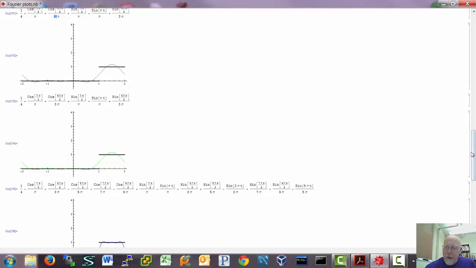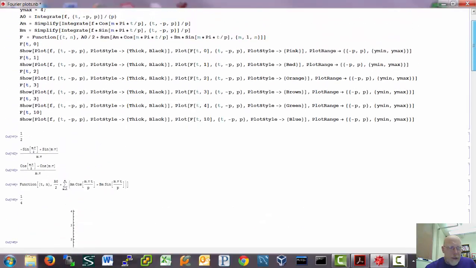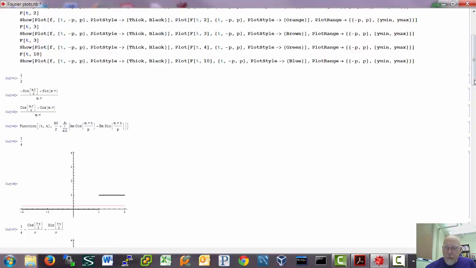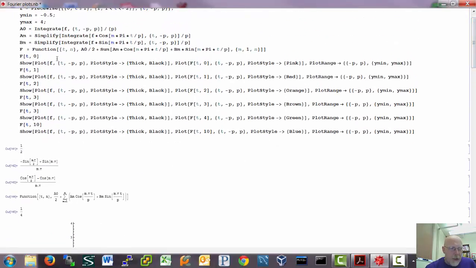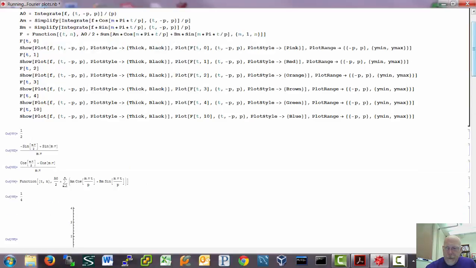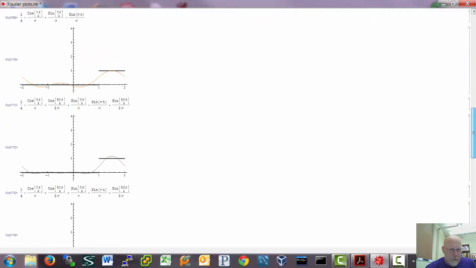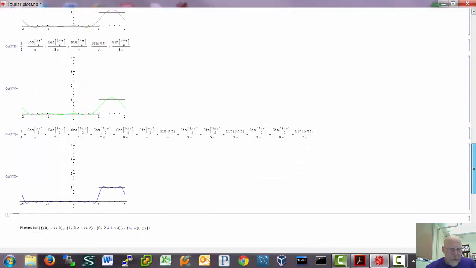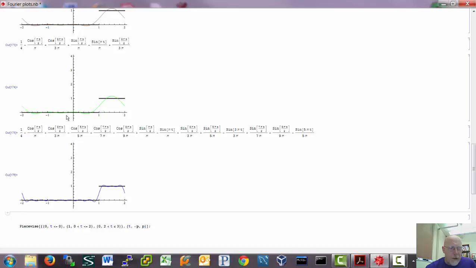So, no, I'm sorry. In the very last one, oh, that was silly. I did 3 twice. 0, 1, 2, 3. Let's put a 4 here. In the very last one, I went 10. So this was with 4. I get the green. Notice the approximation is looking pretty good. We got an overshoot here, which you expect to have happen. And then when we get to 10, yeah, not bad.